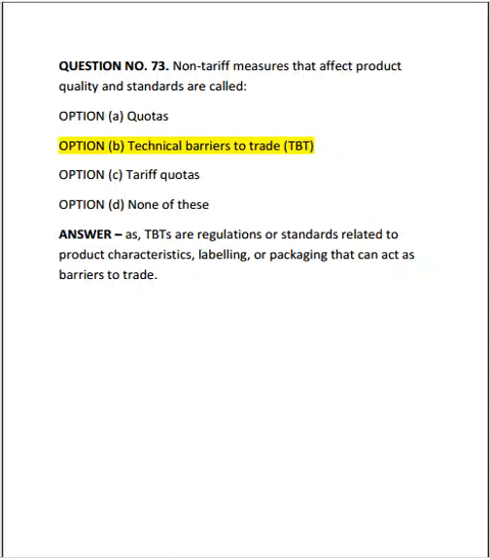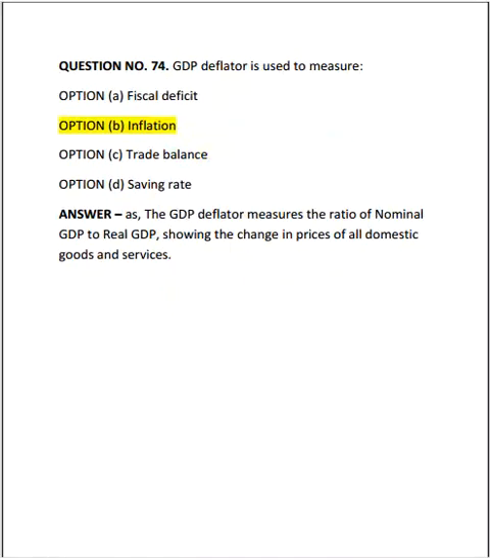Question No. 73. Non-tariff measures that affect product quality and standards are called. Option A. Quotas. Option B. Technical barriers to trade (TBT). Option C. Tariff quotas. Option D. None of these. Answer: TBT are regulations or standards related to product characteristics, labeling, or packaging that can act as barriers to trade.